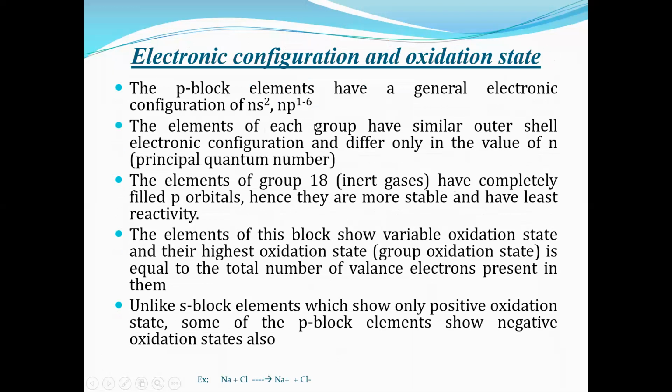Next is the electronic configuration. The general electronic configuration of P block elements is ns2, np1 to 6. The elements of each group have similar outer shell electronic configuration. The general outer configuration is ns2, np1 to 6 and they differ only in the value of n. The value of n here refers to the principal quantum number.